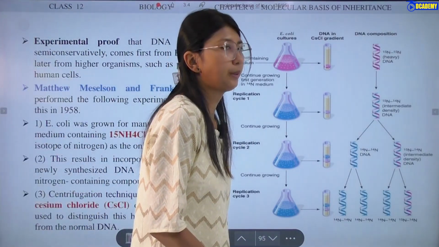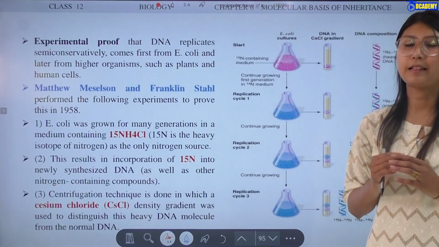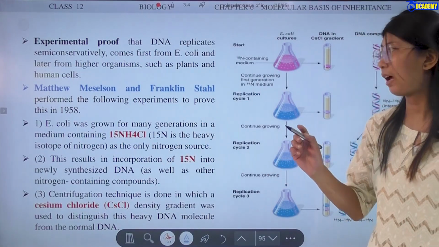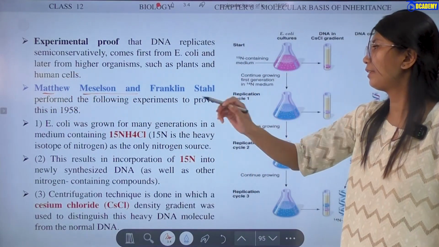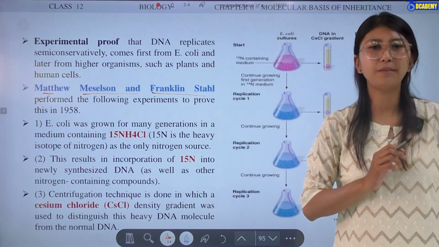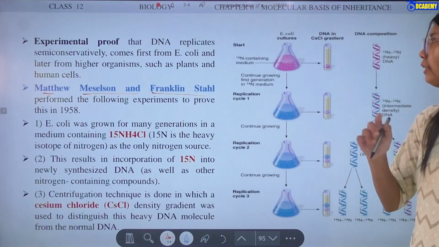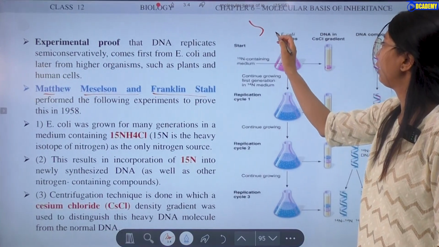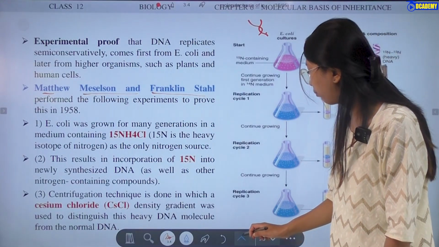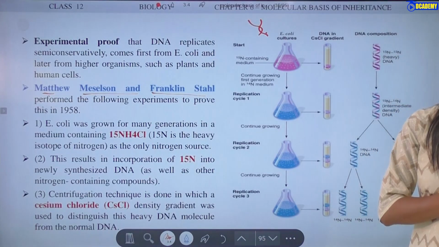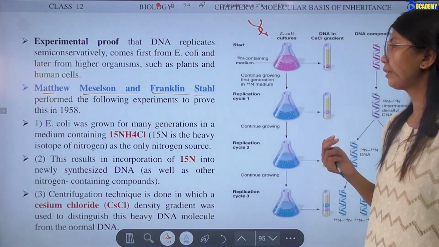Now let us see the experimental proof of the semi-conservative nature. The experimental proof was given by Matthew Meselson and Franklin Stahl. They gave the proof that DNA replication is semi-conservative in nature.